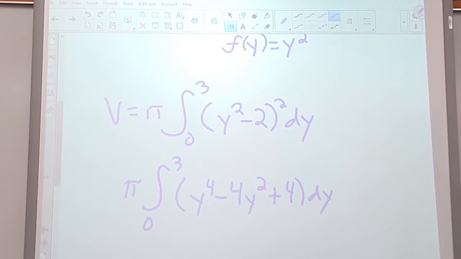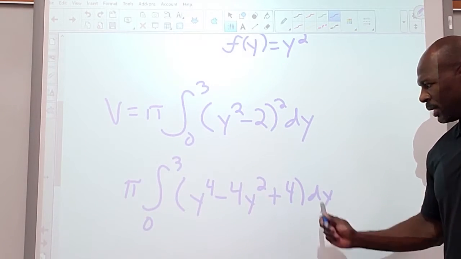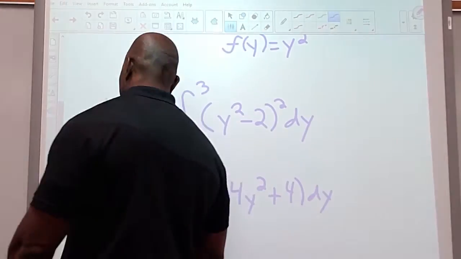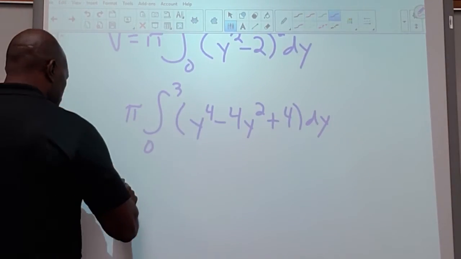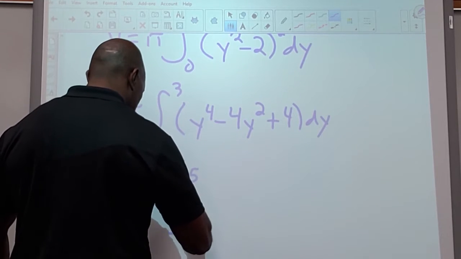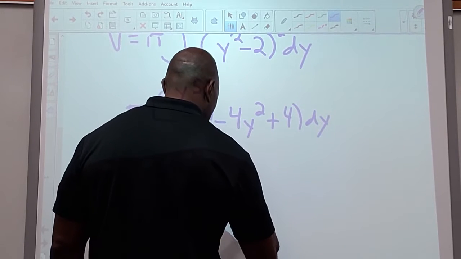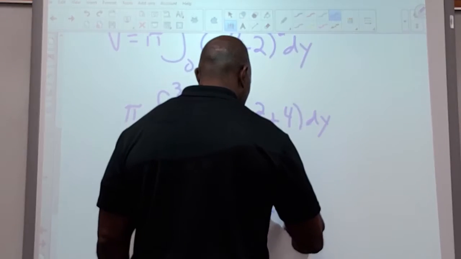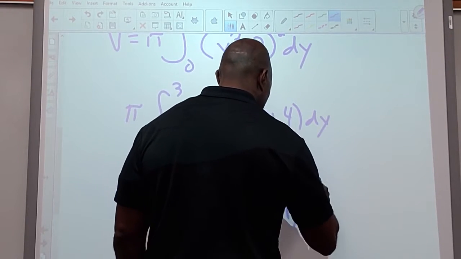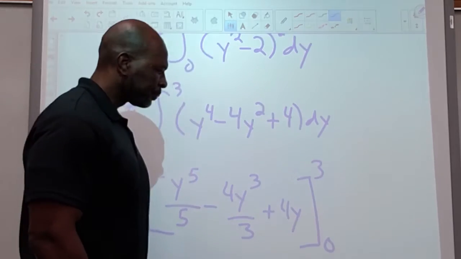Okay, so that should be fairly routine. The next thing, of course, is to integrate. We'll integrate by the power rule. That will give us y to the 5th over 5, 4y cubed over 3, and 4y respectively. Let me go ahead and write that. So this is pi times y to the 5th over 5 minus 4y cubed over 3 plus 4y, to be evaluated from 0 to 3.